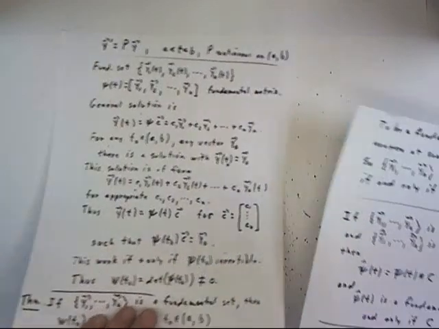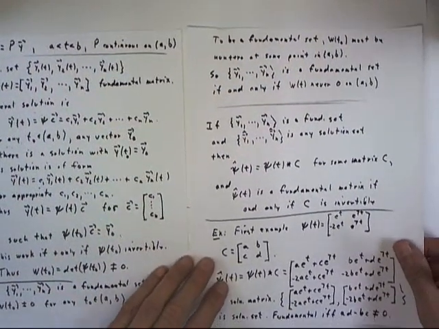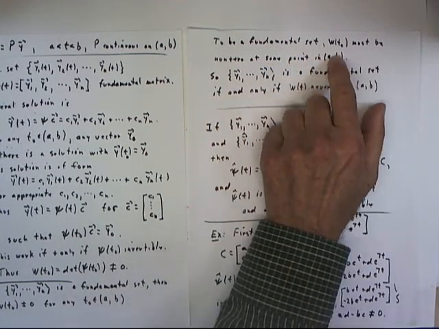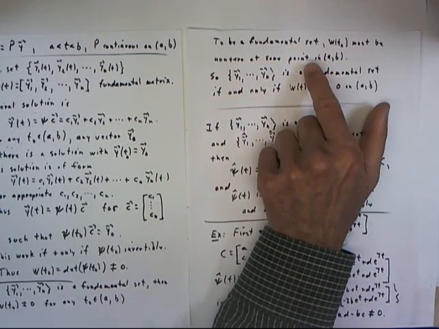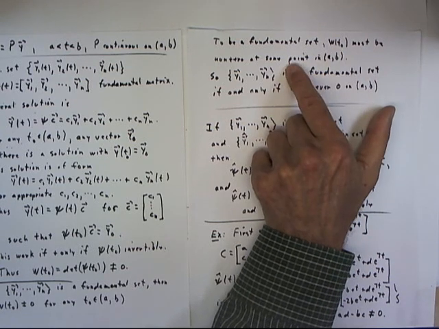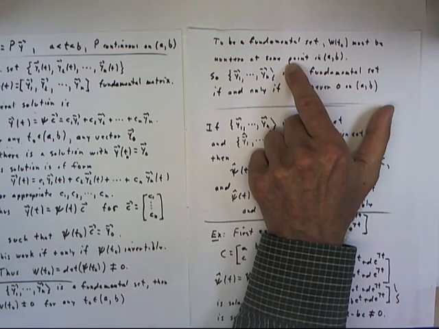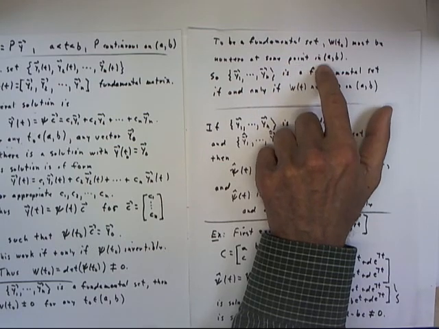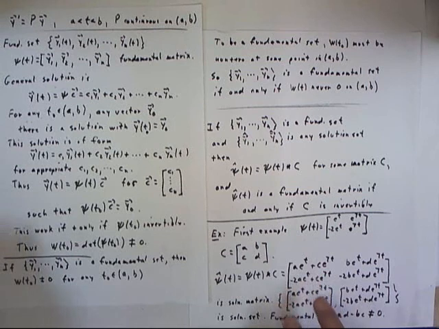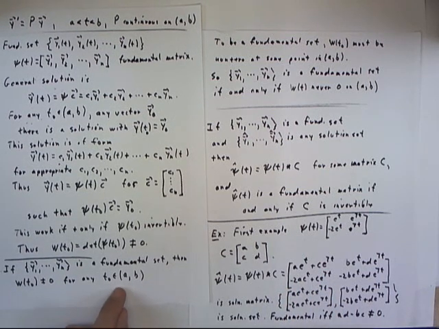Now we can combine this with the result that we saw recently. In order to be a fundamental set, there must be some point t naught in (a, b) where the Wronskian is non-zero. So if the Wronskian is non-zero at some point t0, then it has to be non-zero at every point t0.